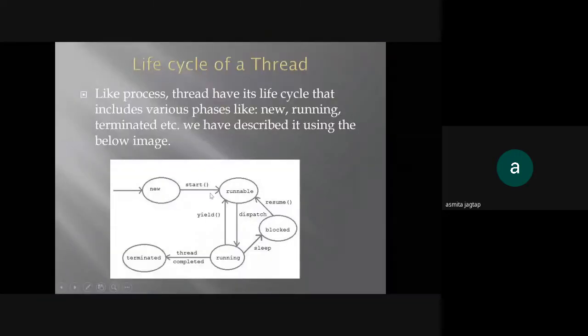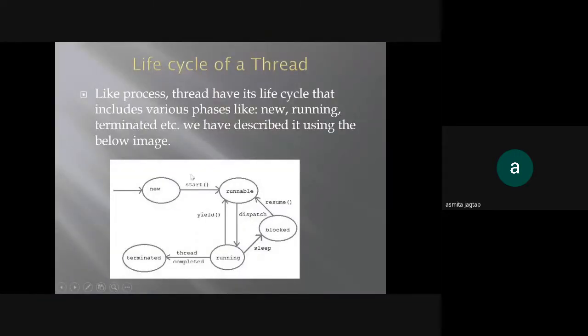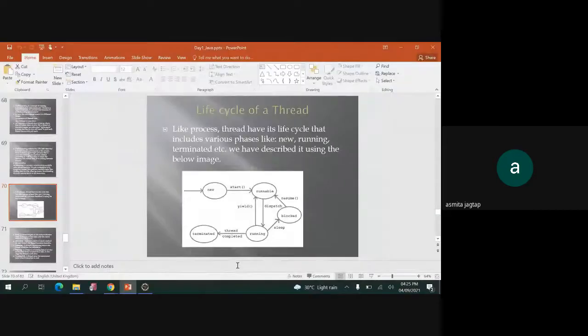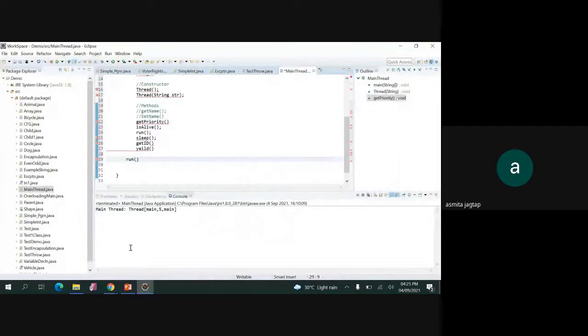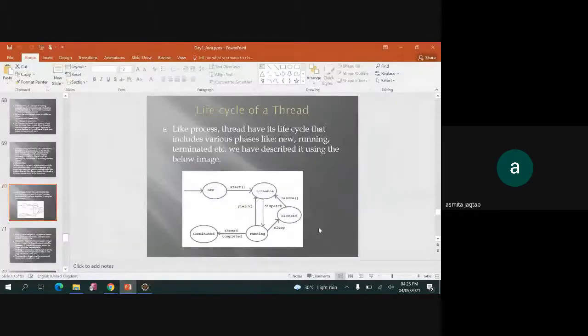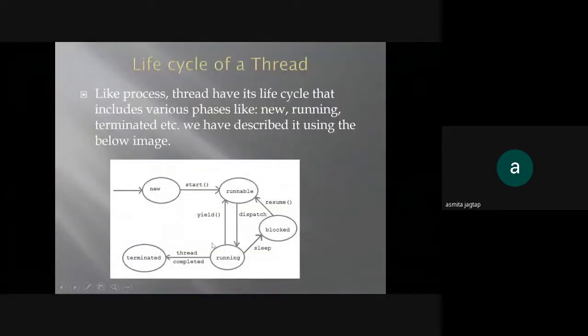Life cycle: new, runnable, running, and terminated. When you create a thread with the object, it comes into the new state. Before start, it is runnable, which is available for running, but it is not inside the running state. And then running, when you call the object's run method, that thread comes under this state. Okay, running state.